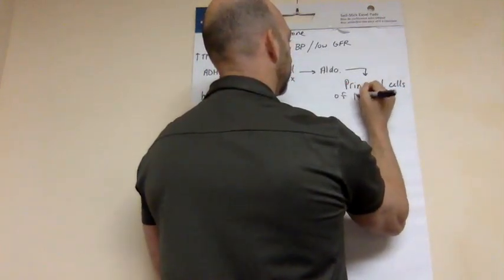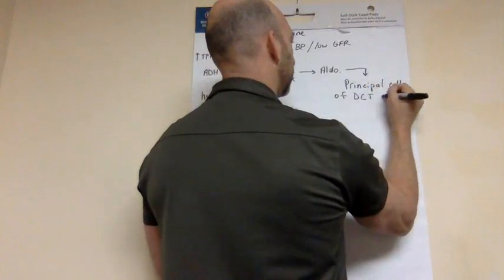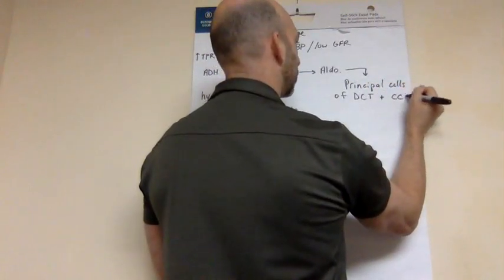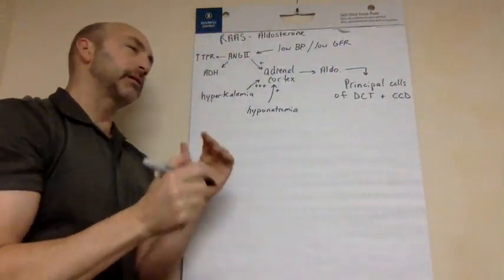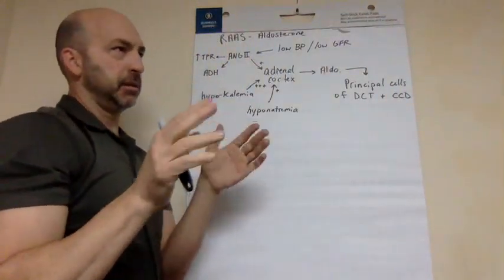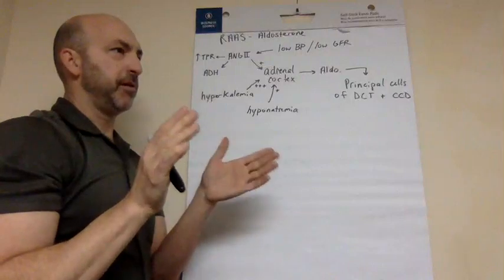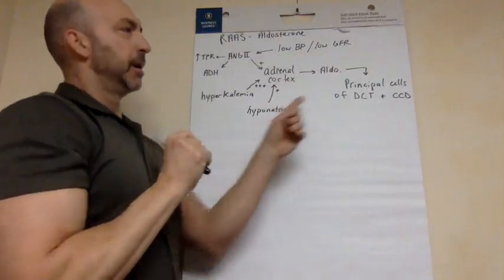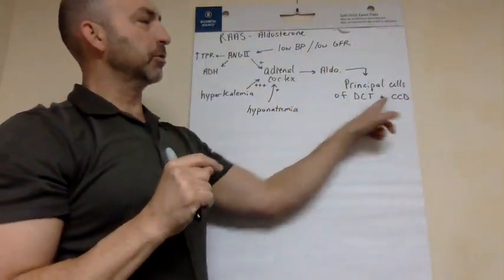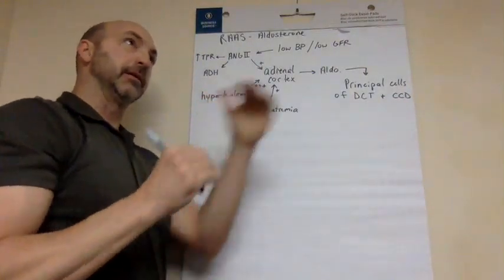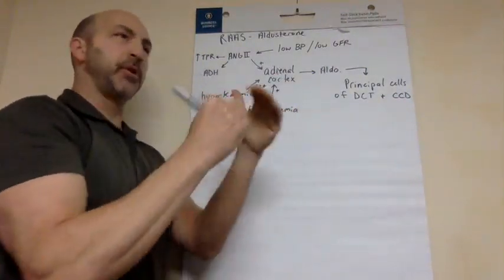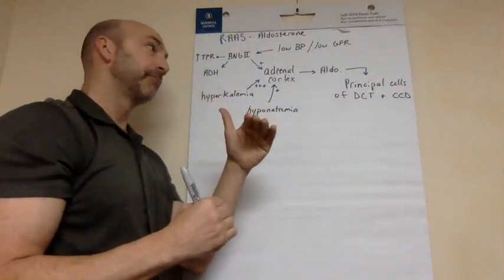Of the DCT and the cortical collecting duct. Okay, so we know what the DCT is, right? That's the kind of short segment of the nephron after the loop of Henle. We know what the collecting duct is. The cortical collecting duct is the first part of the collecting duct that's still in the cortex. It's the part that has not yet entered the medulla.